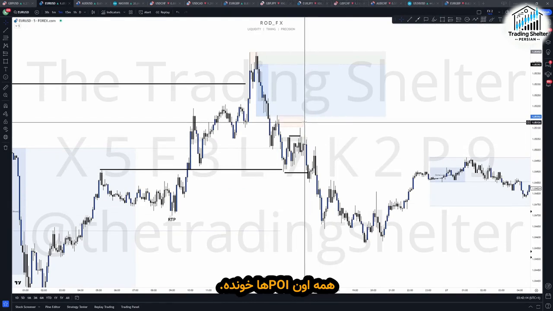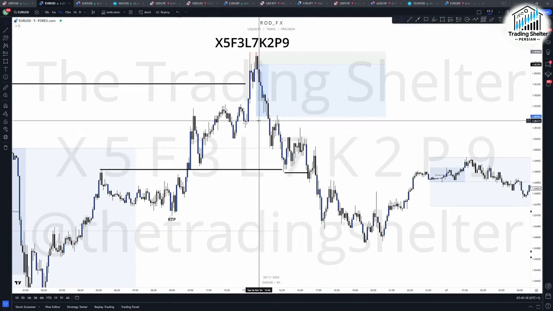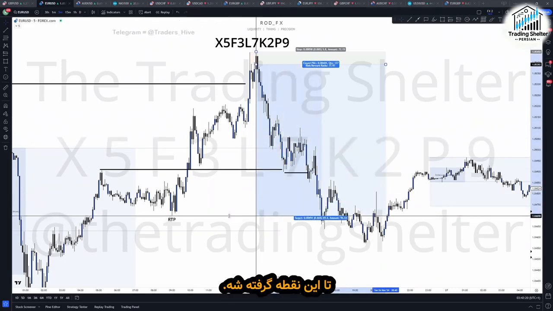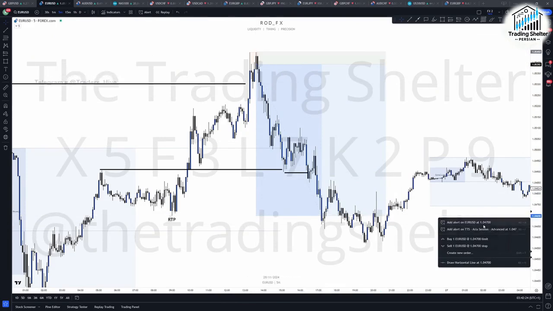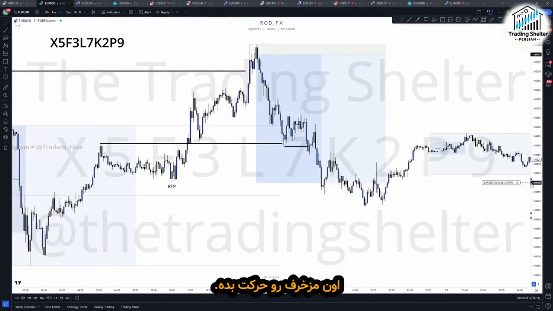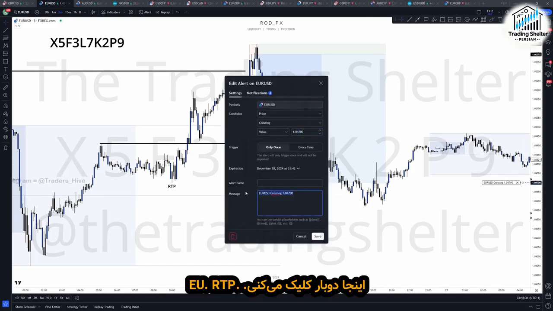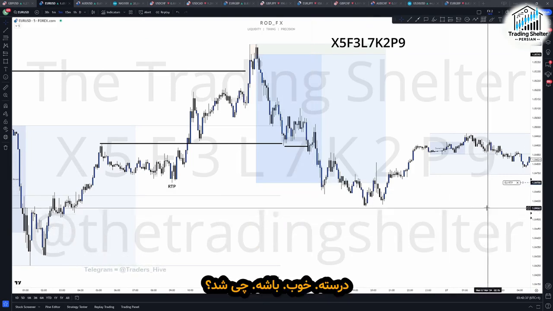All those POIs are fat, but they provide entries, until this point is taken. So you do it like this. You double click here, oops, remove that. You double click here, EU, RTP, save. Receive the notification on your iPhone, right?